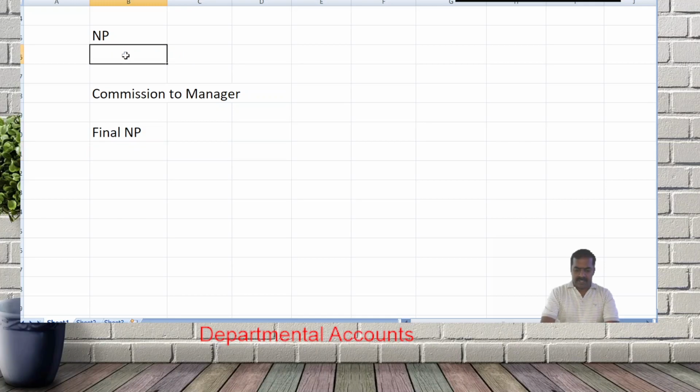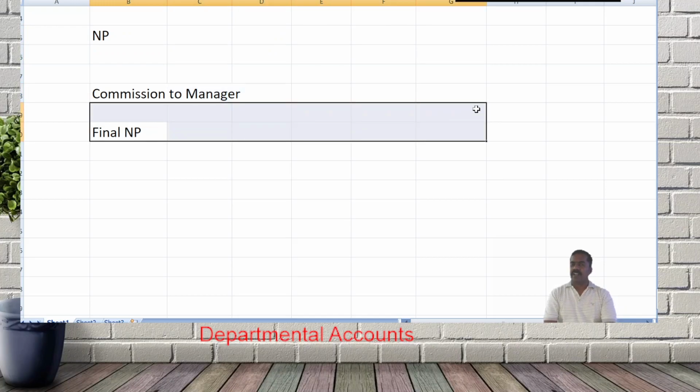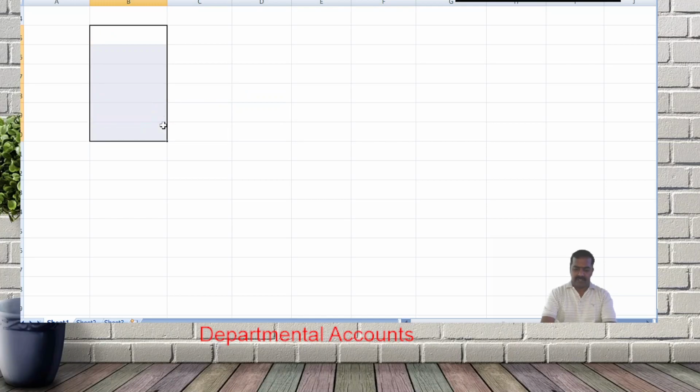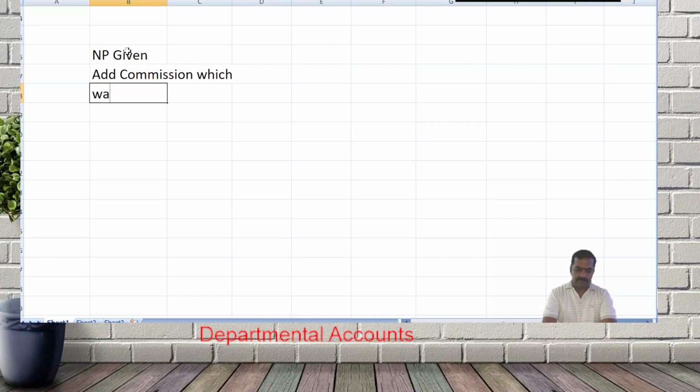But they have not eliminated stock reserve. They took net profit and deducted commission to manager, and gave the final net profit. How to rectify the error? Simple. Let us take the net profit given. Add commission which was wrongly calculated. Then you will get net profit before the commission.